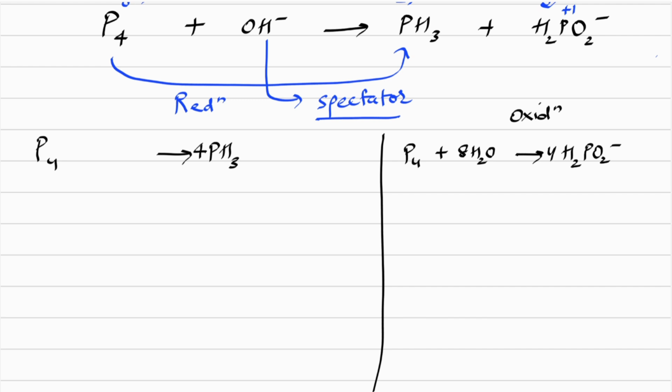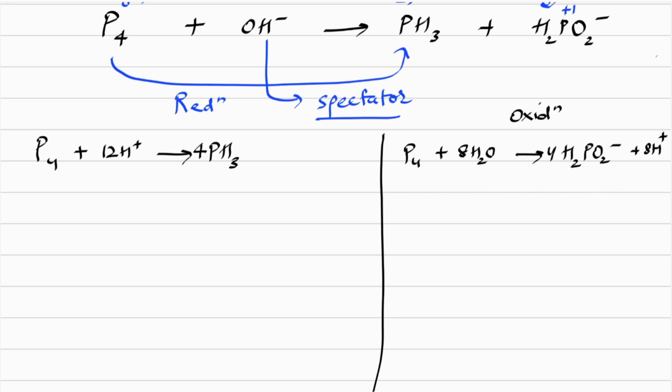Then we balance hydrogens. In the reduction half reaction, on the reactant side, we have no hydrogens, but on the product side, we have 12 hydrogens. So we balance that by adding 12 H plus ions here on the reactant side. In the oxidation half reaction, we have 16 hydrogens on the reactant side and 8 hydrogens here on the product side. So on the product side, we'll have to add 8 more H plus ions. Okay.